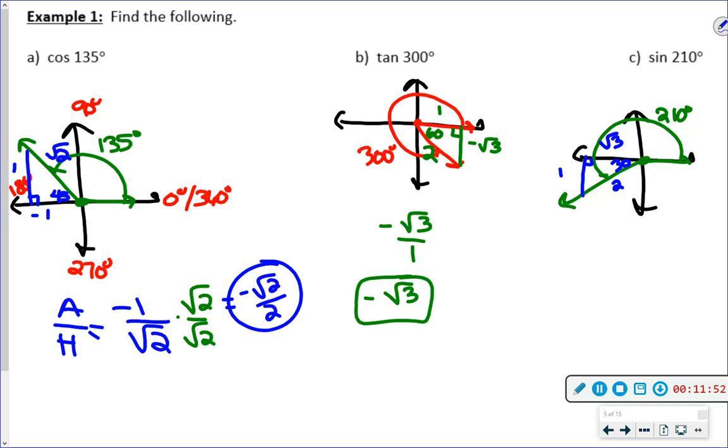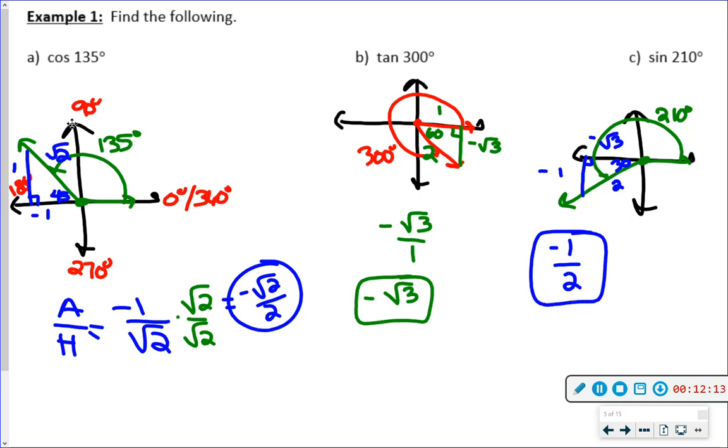Question, gentlemen? I just want to make sure. Okay. Which side or sides plural needs a negative? Yeah, both of them, because you're left down. All right, sine, opposite over hypotenuse. We got it, opposite negative 1, hypotenuse 2. No rationalizing or anything else to do.